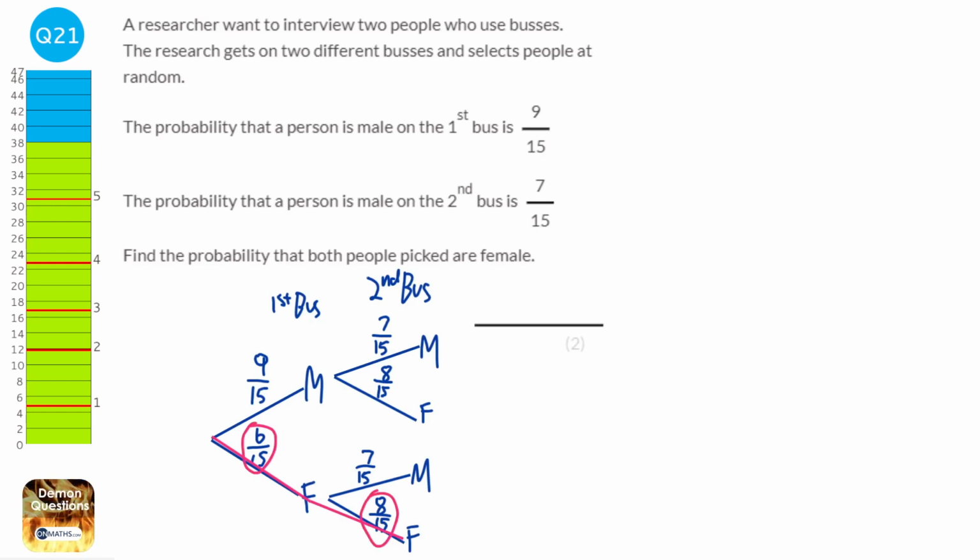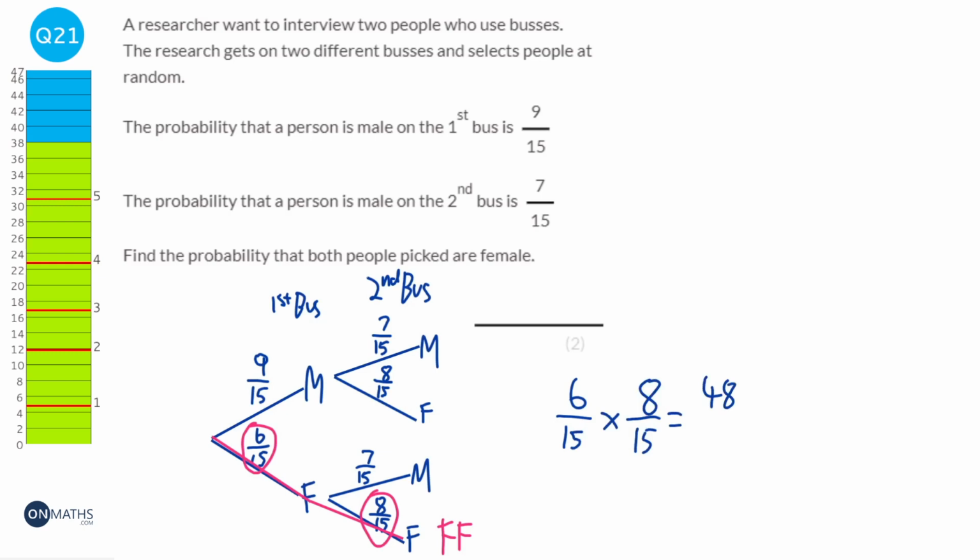The word "and" in probability means times. So whenever you're finding the probability of getting to an outcome, so this outcome will be FF, because they're both female, you are multiplying the fractions that you go across. So it would be 6 over 15 times 8 over 15. So 6 times 8 is 48. And times the bottoms, 15 times 15 is 225.